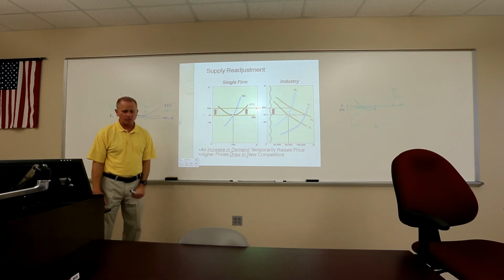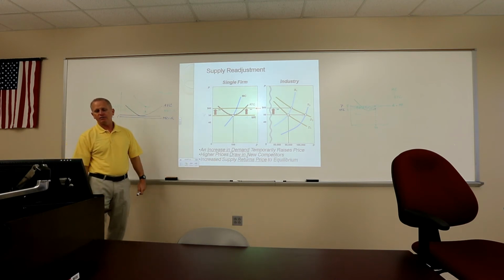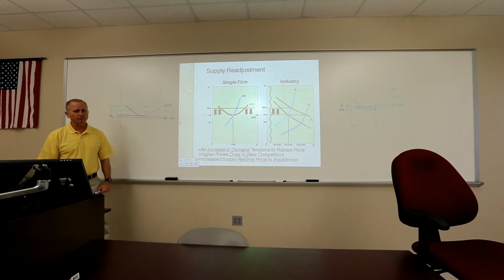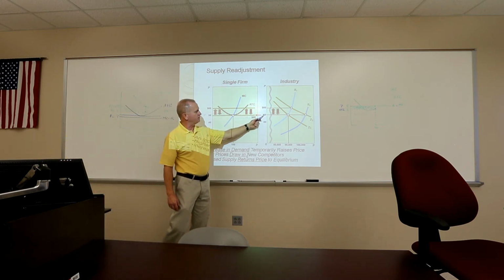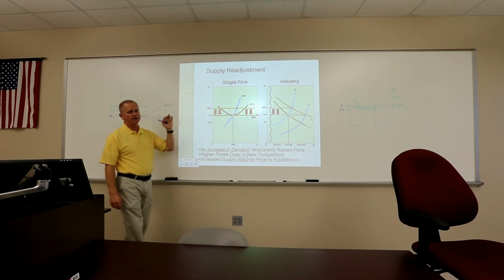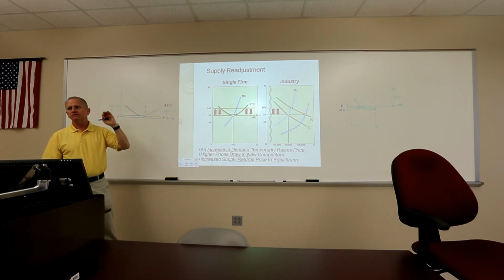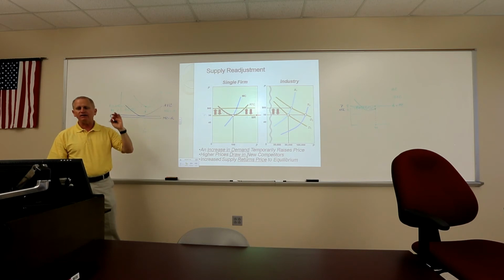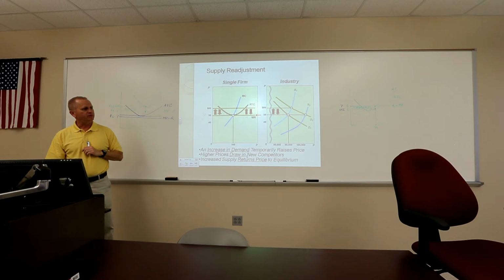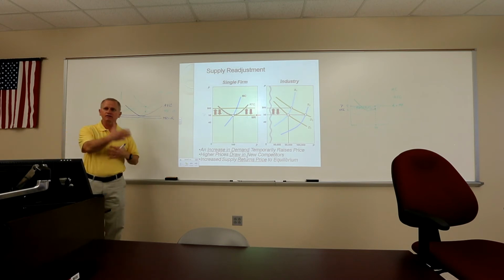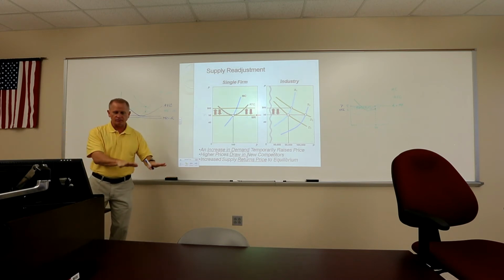So higher prices draw in new competitors. Increased supply returns the price to equilibrium. It returns it back down to $50, and now the firms are making just normal profits. It's a time element. Obviously this doesn't happen overnight. This will happen over a period of time, maybe in the long run, over months, maybe a year or two, before a market becomes saturated and flooded and the prices return back to normal.